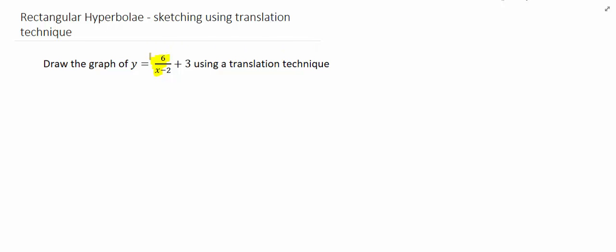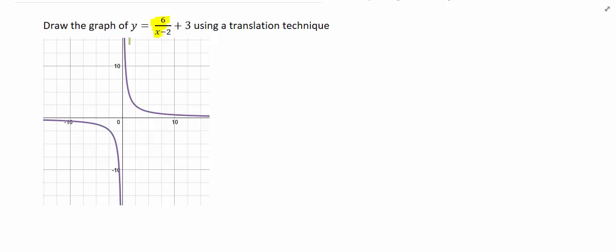So what that means is the graph of y equals 6 over x take 2 plus 3 is a translation, which means you've moved the graph up or down or across or both. It's a translation of 6 over x. So the first thing we want to do is have a look at what that graph looks like. Okay, so this is what our graph of y equals 6 over x looks like.